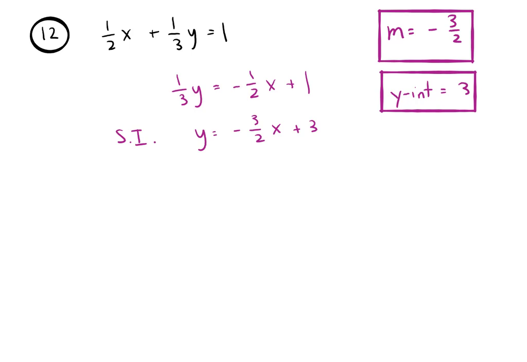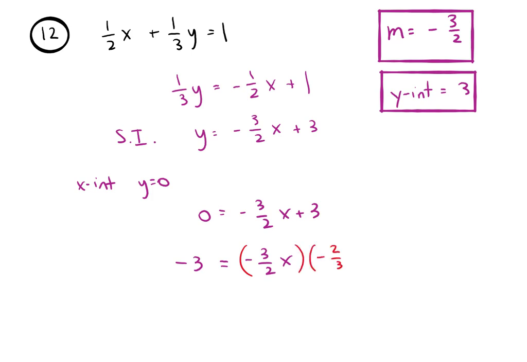And to get my x-intercept, I want to plug in y equals 0. So if I do that, then I'm going to get 0 is equal to -3/2 x plus 3. Subtracting 3 from both sides gives me -3/2 x. We're going to get rid of that coefficient by multiplying by its reciprocal. And when I do that, I'm going to end up with a +2. And so this one is my x-intercept.